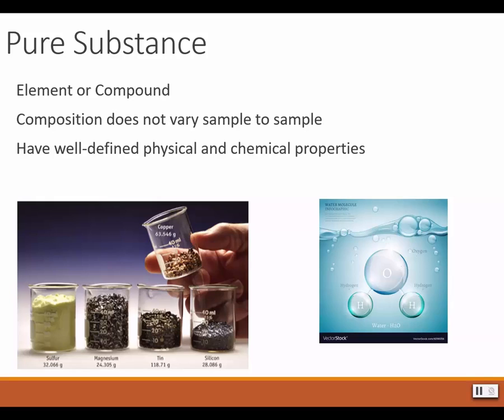Pure substances can be elements or compounds. For example, all of these species, these are elements. They are all pure because they have a well-defined physical and chemical property, and their composition does not vary from sample to sample. So pure substances can be elements. They can also be compounds. For example, water or HCl. That would be an example of a compound.